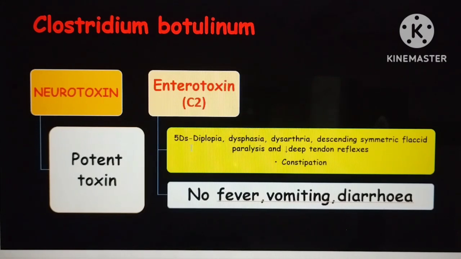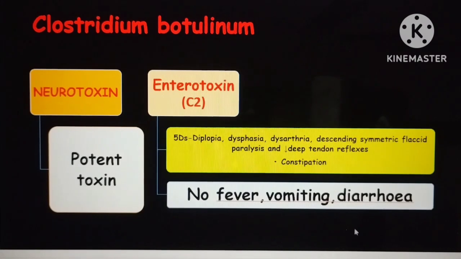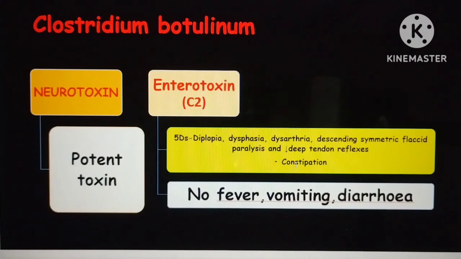So you want to remember the 5Ds: diplopia, dysphagia, dysarthria, dysphonia, and dilated pupils, symmetrical flaccid paralysis, and decreased deep tendon reflexes, and also constipation. So remember here, the food poisoning which usually presents with constipation is botulinum. Okay, there will be no fever, vomiting, or diarrhea. So here you want to remember these 5Ds and the constipation.